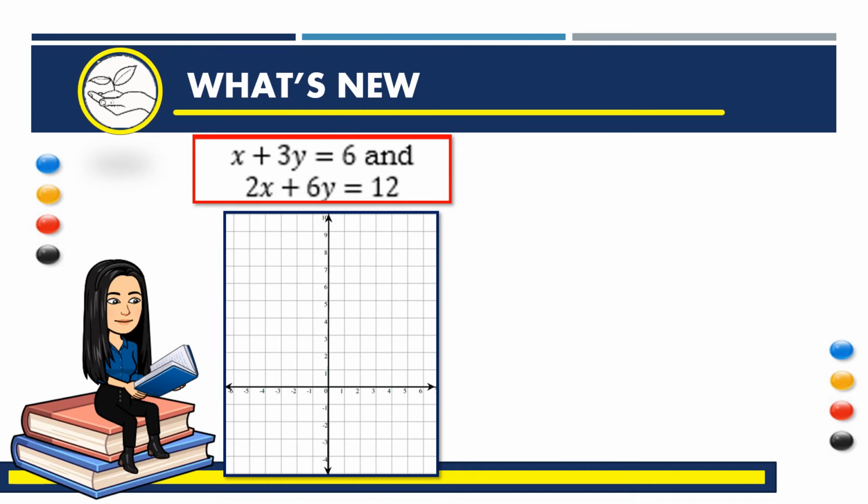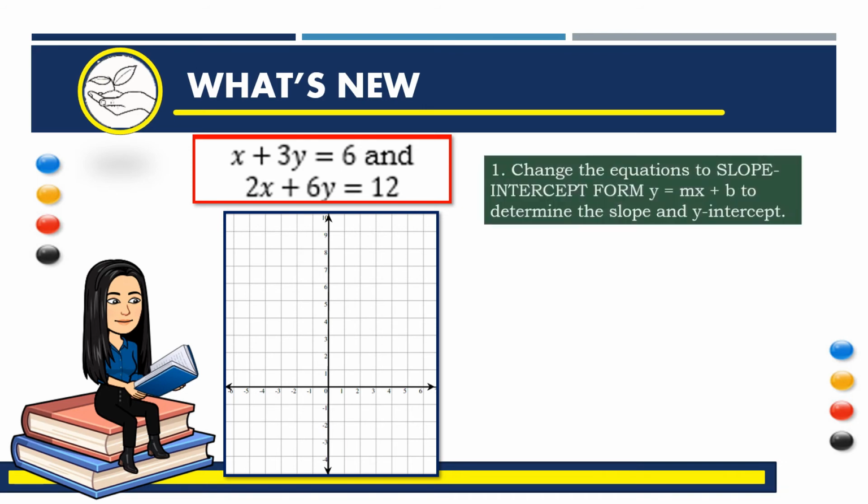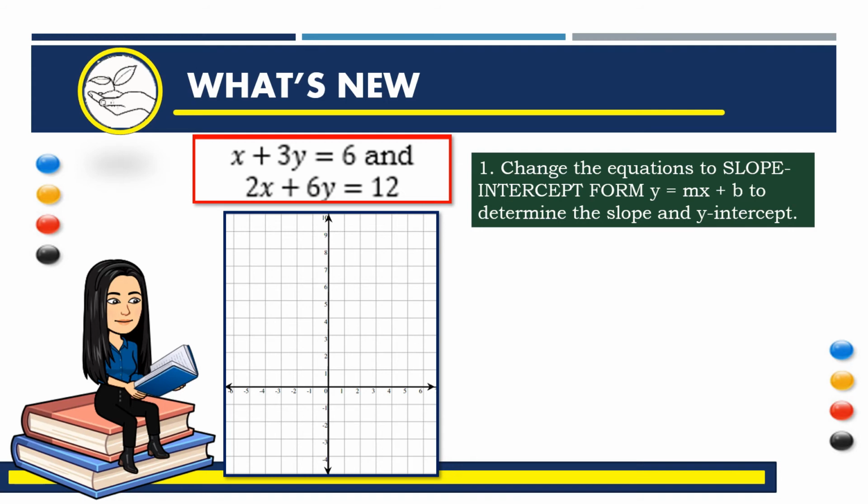Now let's have the third system of linear equations in two variables, x plus 3y equals 6 and 2x plus 6y is equal to 12. Just like the first and the second systems, all we have to do is change the equations to slope-intercept form to determine the slope and y-intercept. Based on our given system, which of these equations are we going to change into slope-intercept form? Is it the first or the second equation? You're right. It's both equations because both of them are in standard form ax plus by equals c.